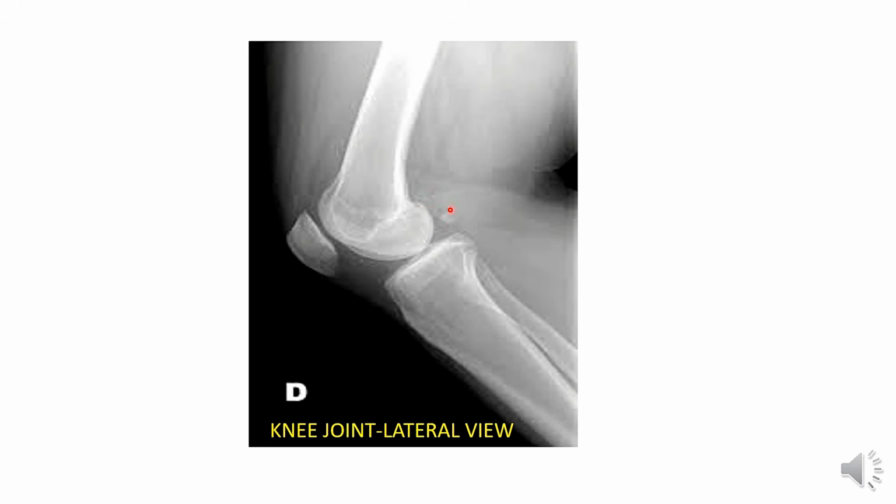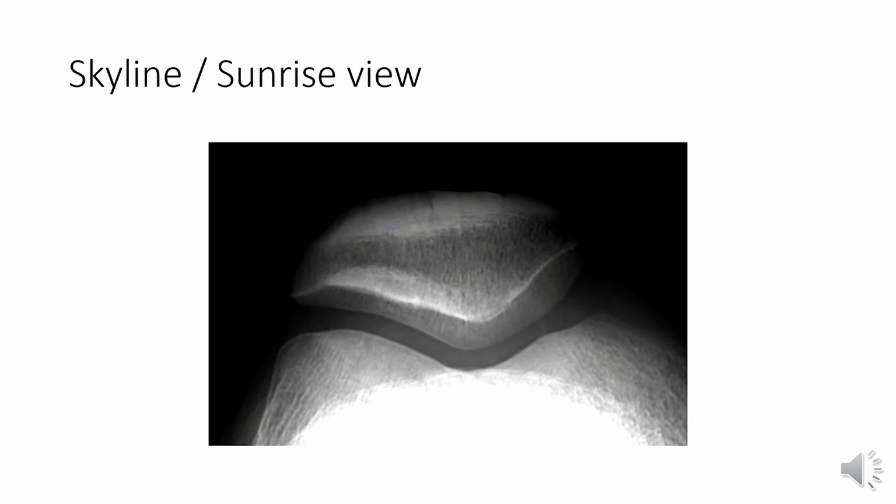Present in 15% of individuals, and as a rule it is bilateral. So the fibula, sometimes you can see in the lateral view. The next is a special view to see the patella. It is a skyline view or a sunrise view.